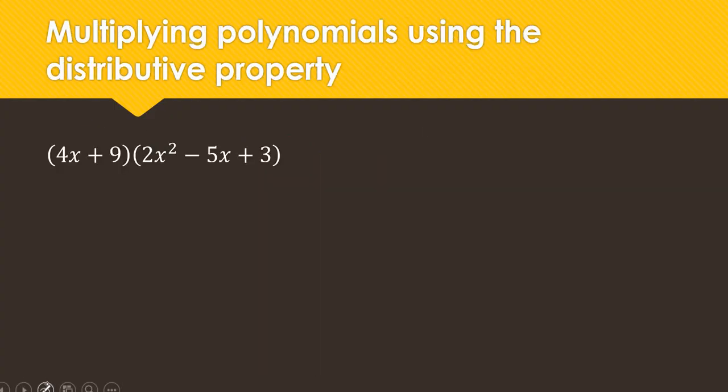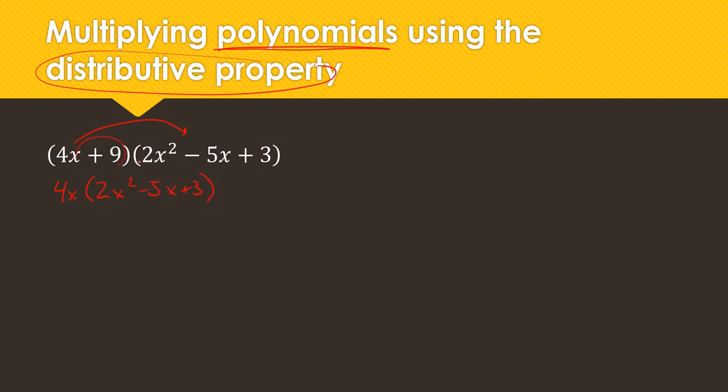Okay. So, now we're going to talk about multiplying larger polynomials. In this case, we have a binomial times a trinomial. We're still going to distribute. So once again, each part of the first polynomial will be distributed over the second one. So 4x times 2x squared minus 5x plus 3. My second term plus 9 times 2x squared minus 5x plus 3.